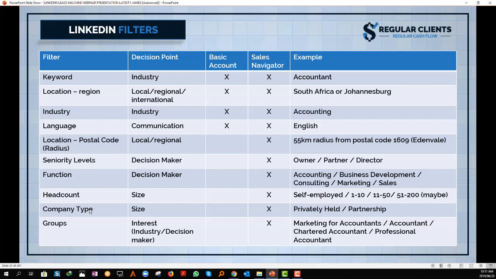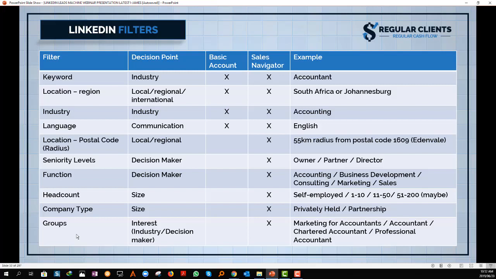Company size, company type. Again, this can be very useful, particularly if you're looking to niche into a particular industry. So maybe it's trusts, or privately held companies, or partnerships, joint ventures, etc. And then the last one is groups. Now this one is great, because people actually form these groups of like-minded individuals, and everybody that joins the group is part of that group for a particular reason.